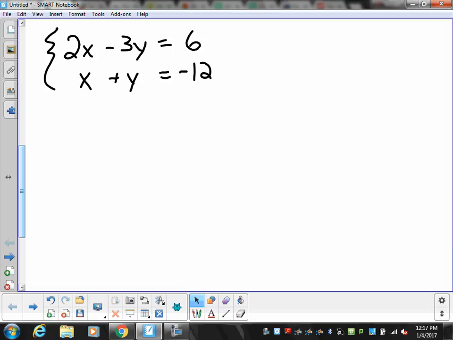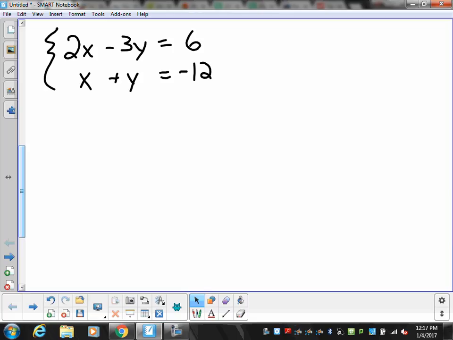Alright, so first question. Which equation and which variable is easiest to substitute in for? Second equation. Okay, why? Because there's only like x and y. In other words, there's variables there that do not have any coefficients other than 1. So that makes it easier to solve.